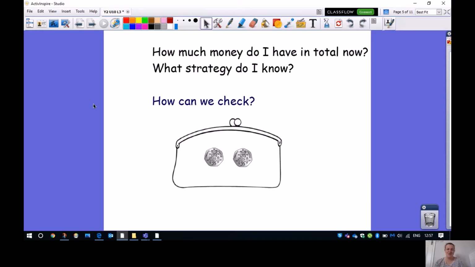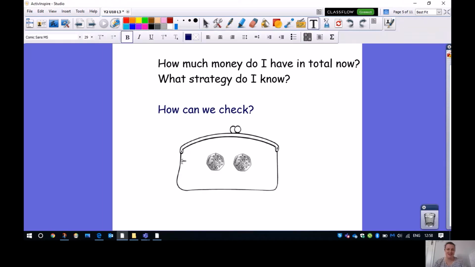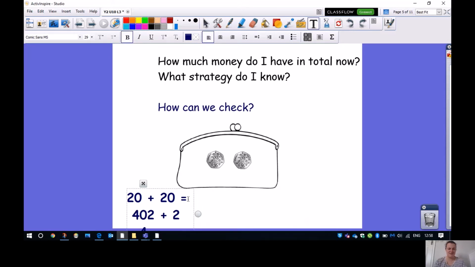I know that 2 add 2 equals 4. Then I know that 20 add 20 equals 40. So my calculation is 20 add 20 equals, and I'm going to say if I know that 2 add 2 equals 4, then I know that 20 add 20 equals 40.